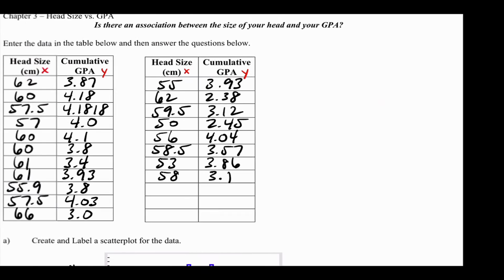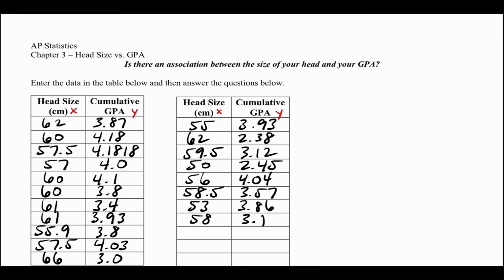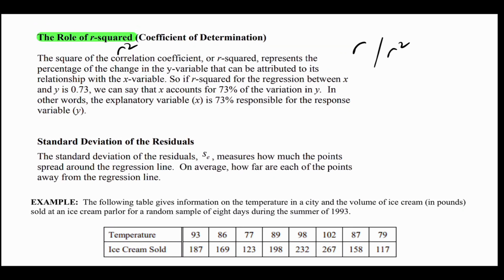Very low, right? 1% is very low. So do those two things have anything to do with each other? Not really. 1% of the reason why your GPA is what it is is because of your head size. It's explaining the response. Okay? Let's take a look at another one.